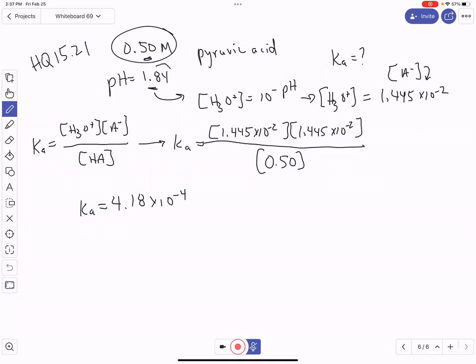Because we're given pH with 2 decimal places, I would report 2 significant figures. So I would say 4.2 times 10 to the negative 4 for my Ka value of pyruvic acid based on that.